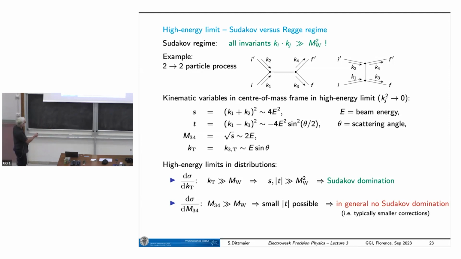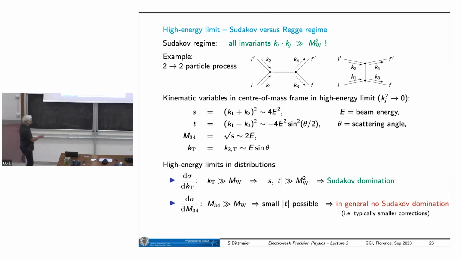And you see it also in applications. For example, if you go to the high energy limit in distributions, for a 2-to-2 scattering process, you look into a transverse momentum spectrum, this means kT much larger than MW, which means that theta cannot be 0, or sine theta cannot be 0. This means that S and T are naturally large. So the high energy tails in transverse momentum distributions really go to the Sudakov regime. And you will see these large corrections there.